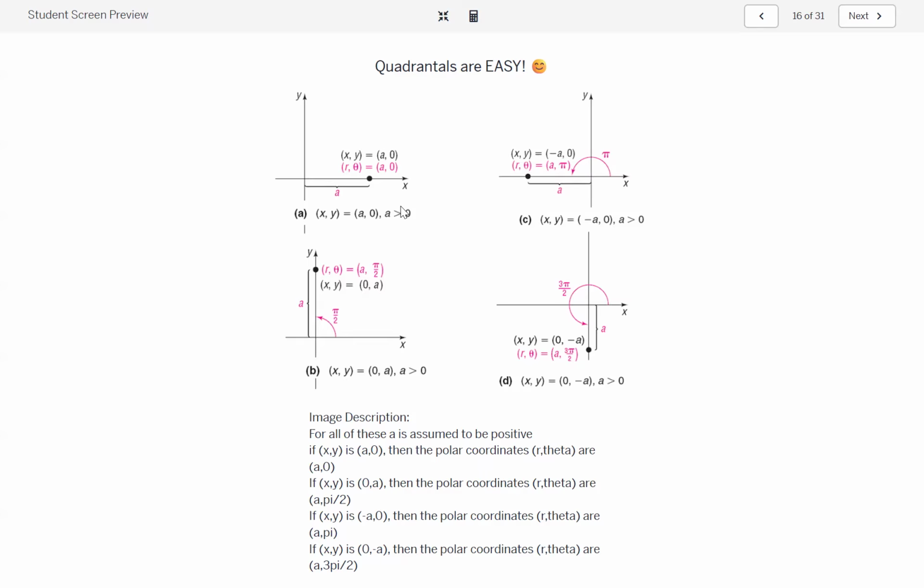Now, this quadrantal angle for the first one, a comma 0, it turns out this is any point along the positive x-axis with a positive radius number. With a comma 0, this is where the x, y, and the r theta points are identical. So that's why when we're looking at these polar versus rectangular problems, they have to tell you whether the ordered pair they gave you is rectangular or polar.